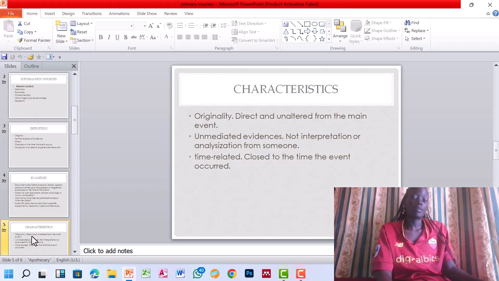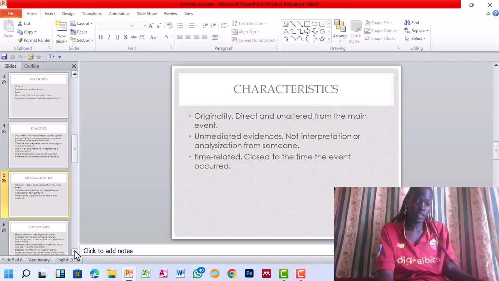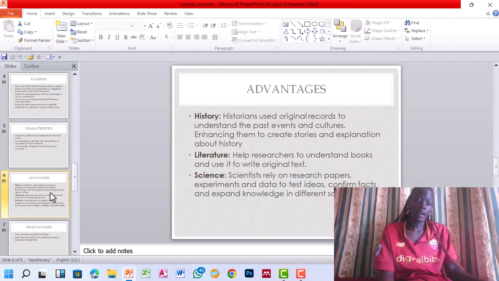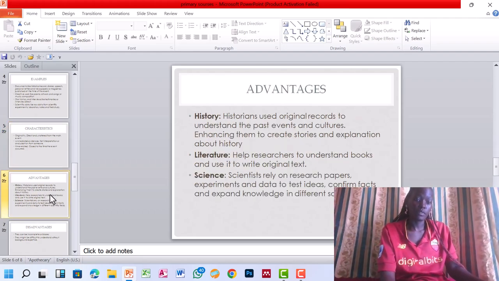Here we also have time related, and under time related we have close to the time the event occurred. Those are some of the characteristics of the primary sources. We also look at the advantages of primary source.